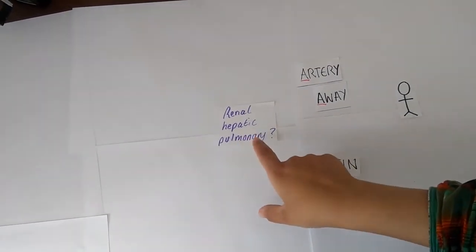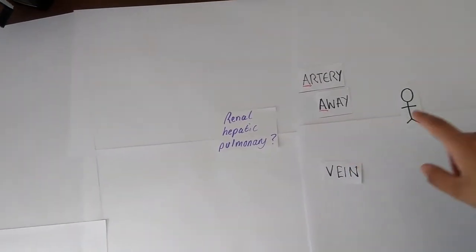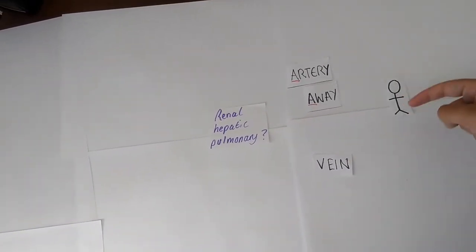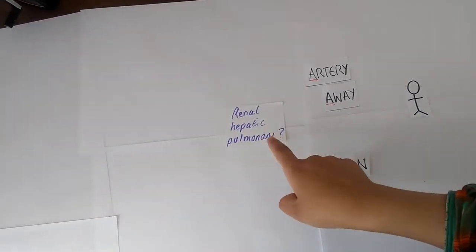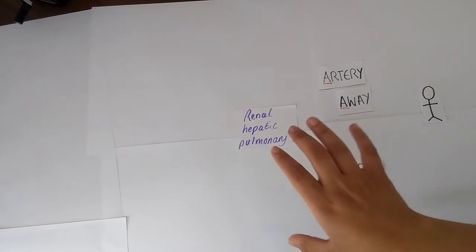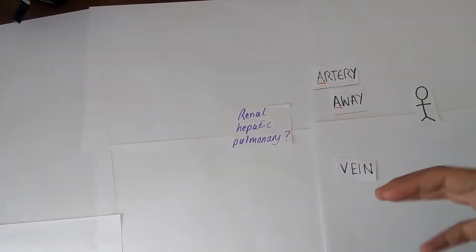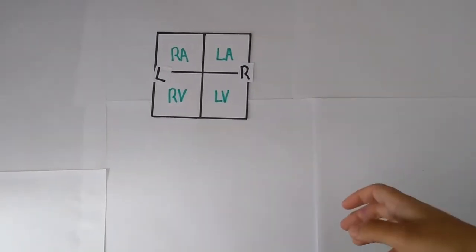Similarly, a hepatic artery transports oxygenated blood from the heart to the liver. And from the liver, the deoxygenated blood goes back via the hepatic vein. Pulmonary is sort of the opposite way around. I'll explain that in a second. So let's talk a little bit more about the heart.